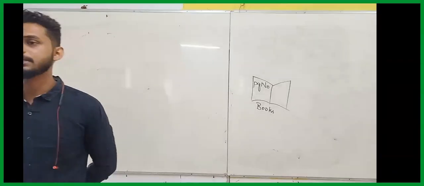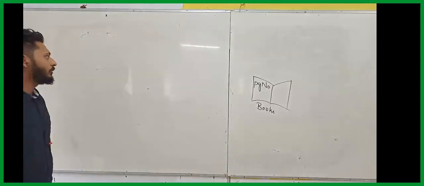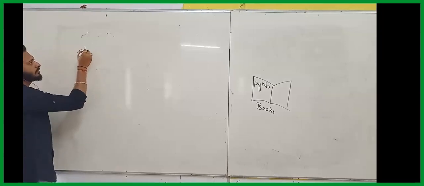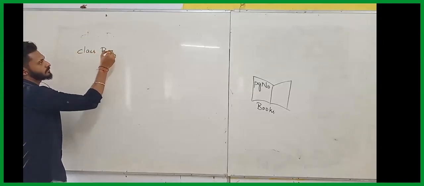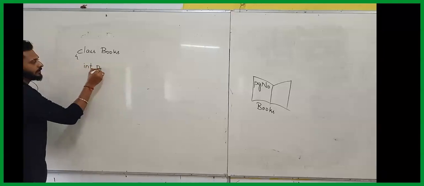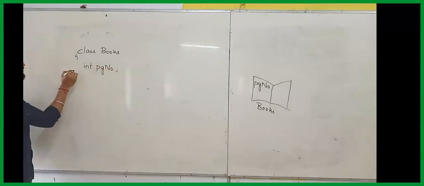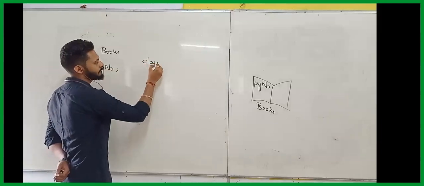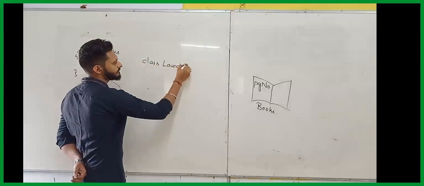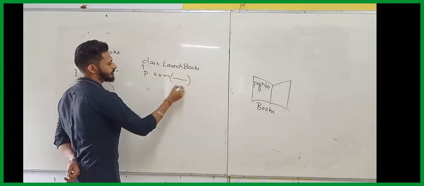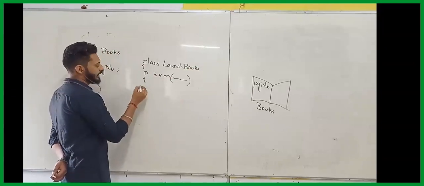Now I want to create the same class and check how it will work. Getting my point? How to do it? Here, I'll consider a class. There is one inbuilt class of book, I believe. Long time back I've seen. So I am making it as Books. Then I will consider one variable of integer type, page number. I don't want anything else. On the other side, I'll create a class Launch Books, inside this public, and inside this I'll create an object of Books.